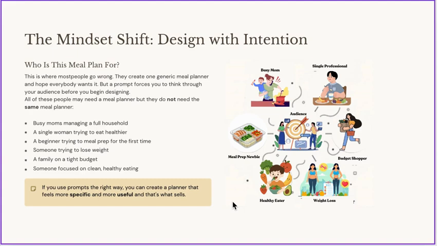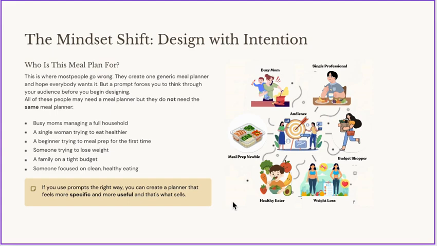Who is the meal plan for? This is where most people go wrong. They create one generic meal planner and hope everyone wants it. But a prompt forces you to think through your audience before you begin designing. All of these people may need a meal planner, but they don't need the same meal planner, okay?